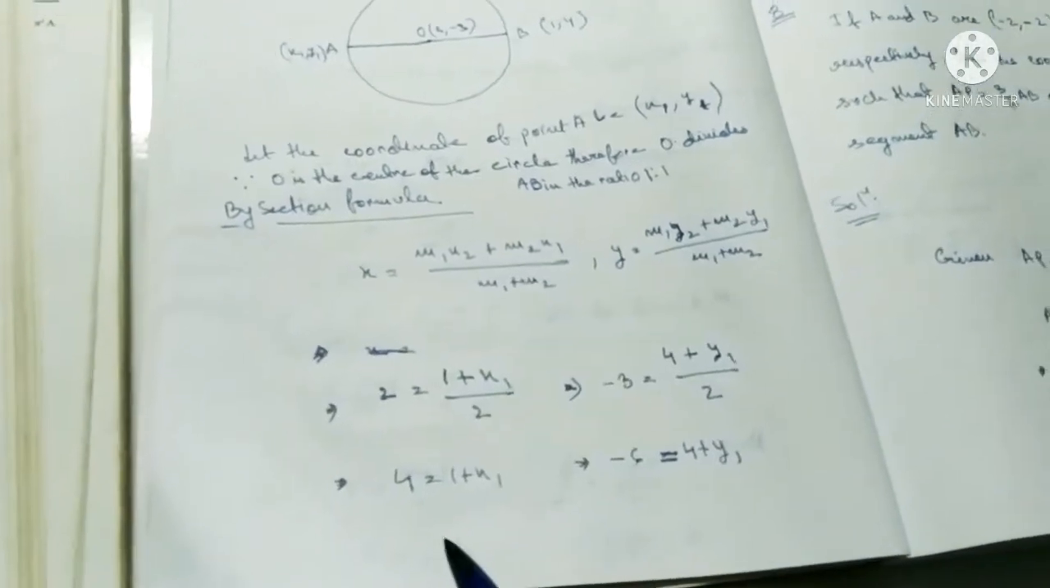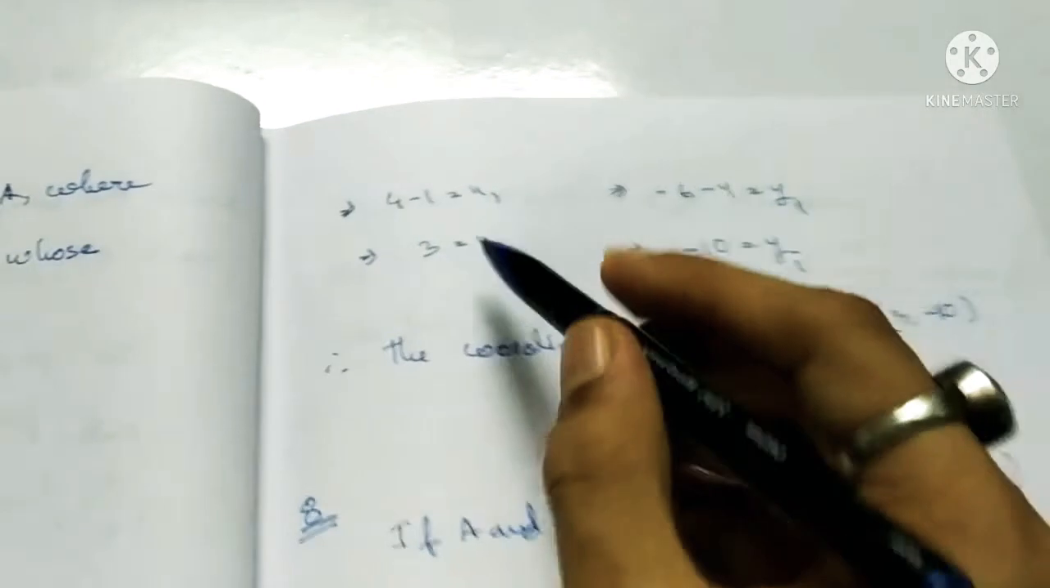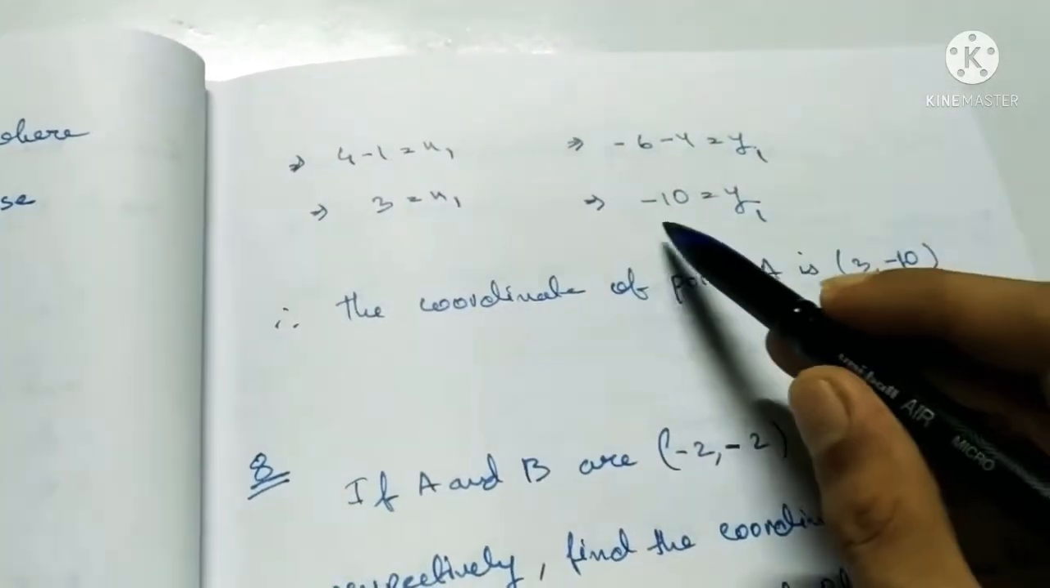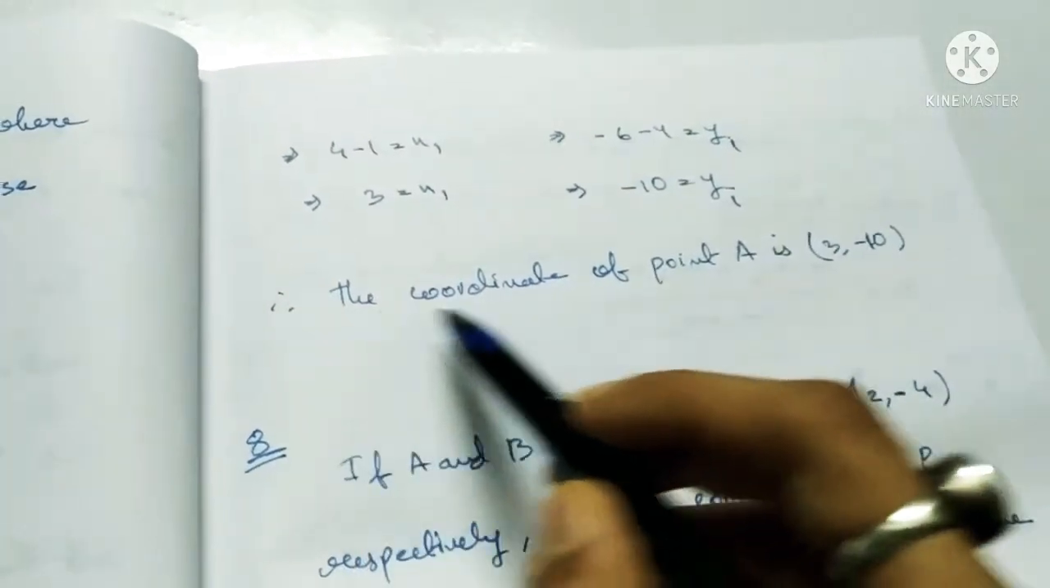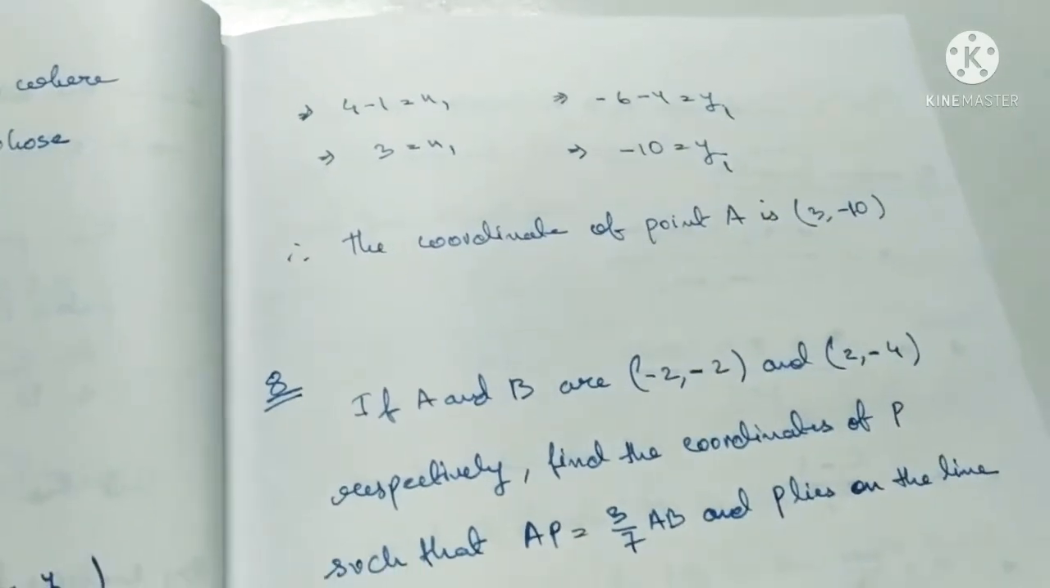From here x1 take out and y1 take out. So x1 will be equal to 3 and y1 will be equal to minus 10. Therefore the coordinate of point A is 3 comma minus 10. This one only.